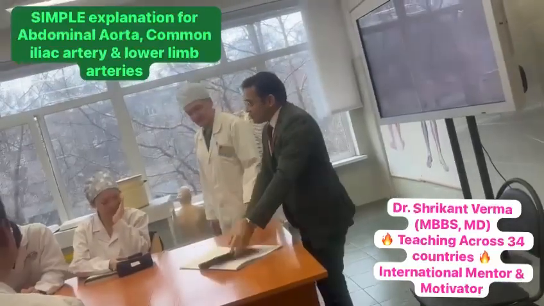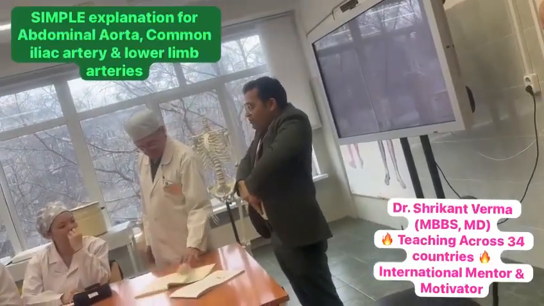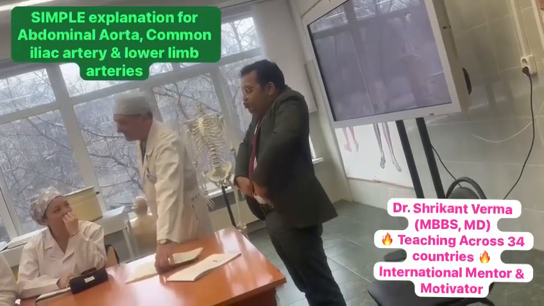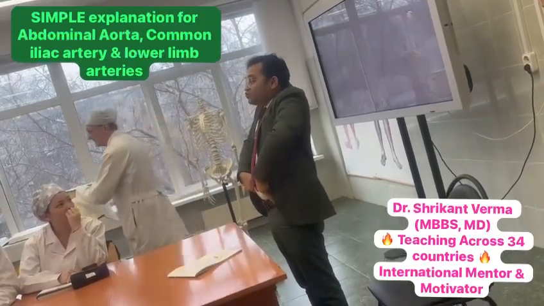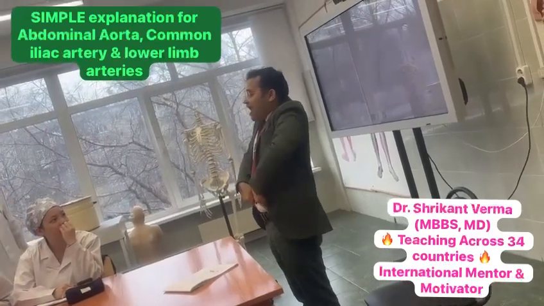Lower limb. So there is the one revision. There is the abdominal aorta. It is dividing into two arteries. It is going to the iliac fossa. This is the iliac fossa. So these are common iliac arteries.